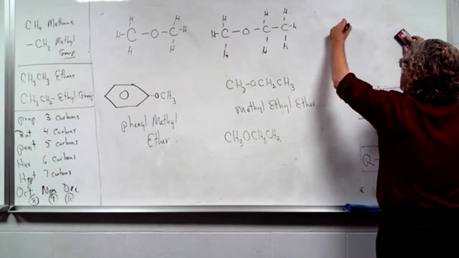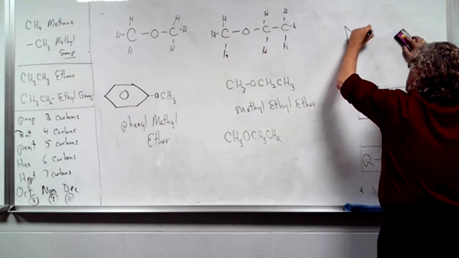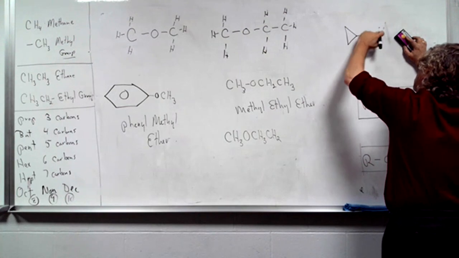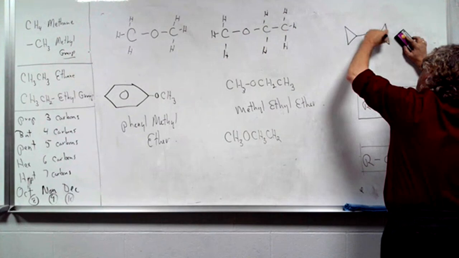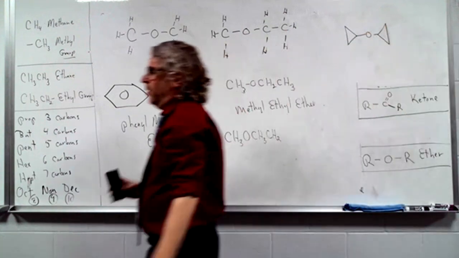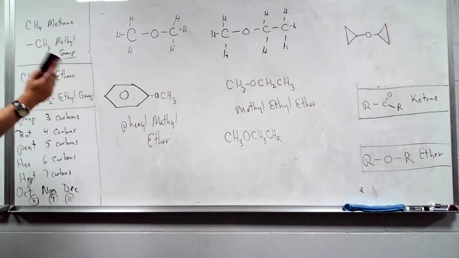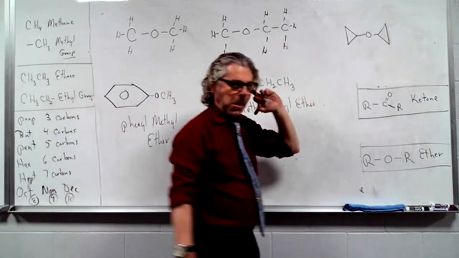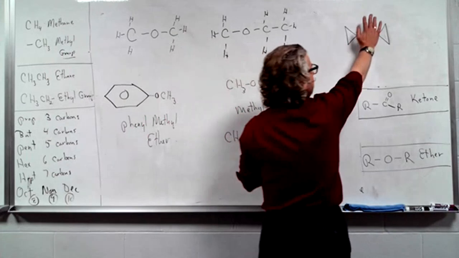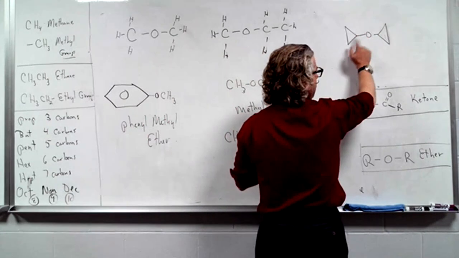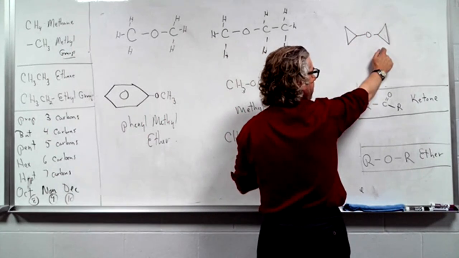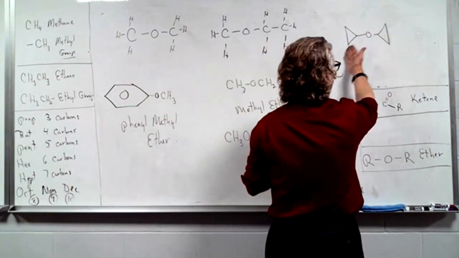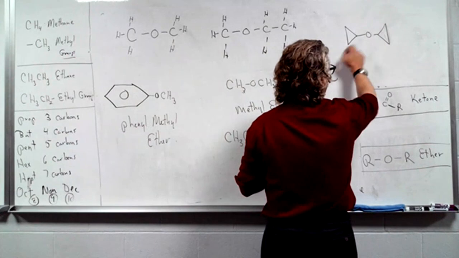So what would this be? Aside from something that looks like a little ship of some sort. Well, hopefully you can spot it as an ether because it's carbon, oxygen, carbon. But if I said just name this, three carbons in a ring, that's a cyclopropane. Now it's a cyclopropyl group. Cyclopropyl, cyclopropyl, dicyclopropyl ether.